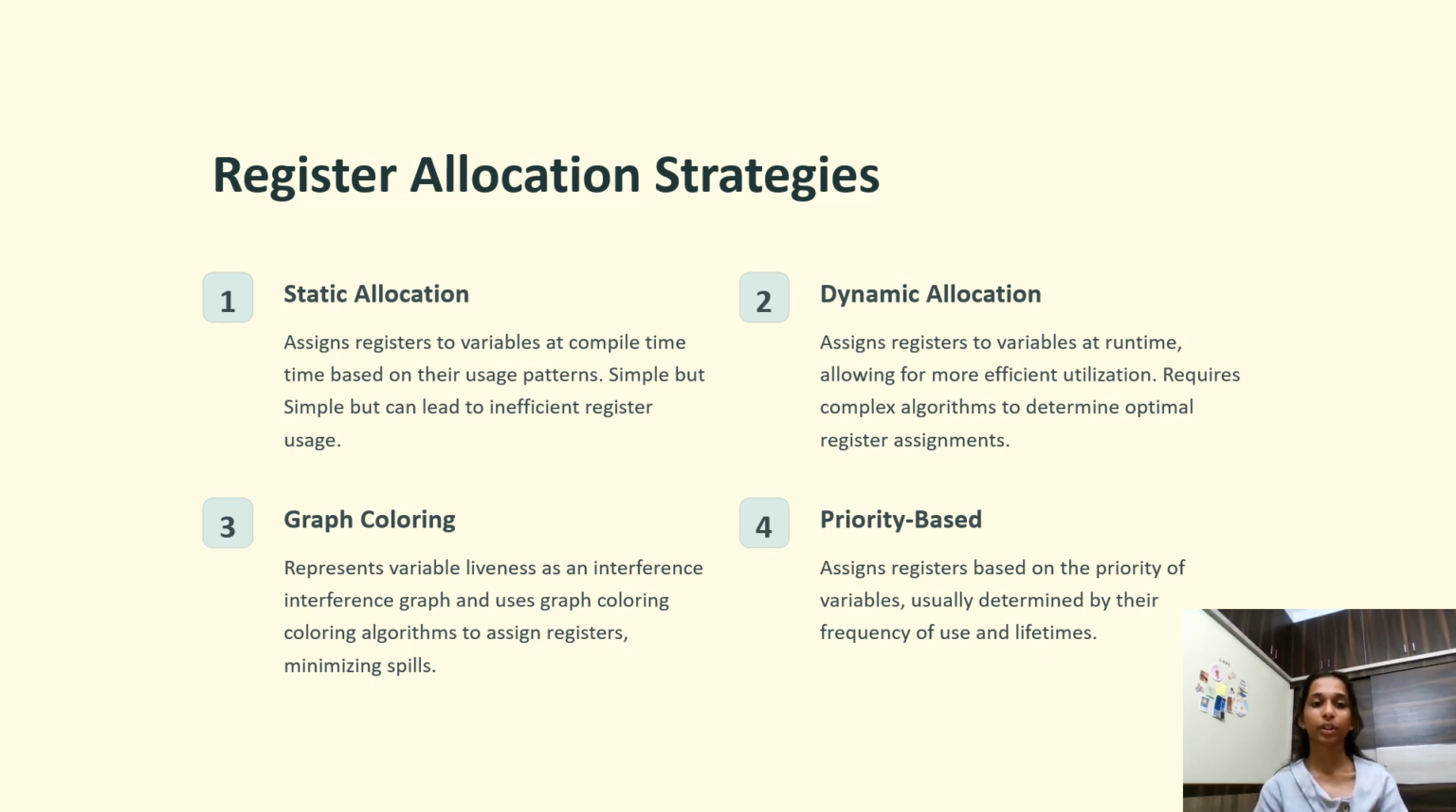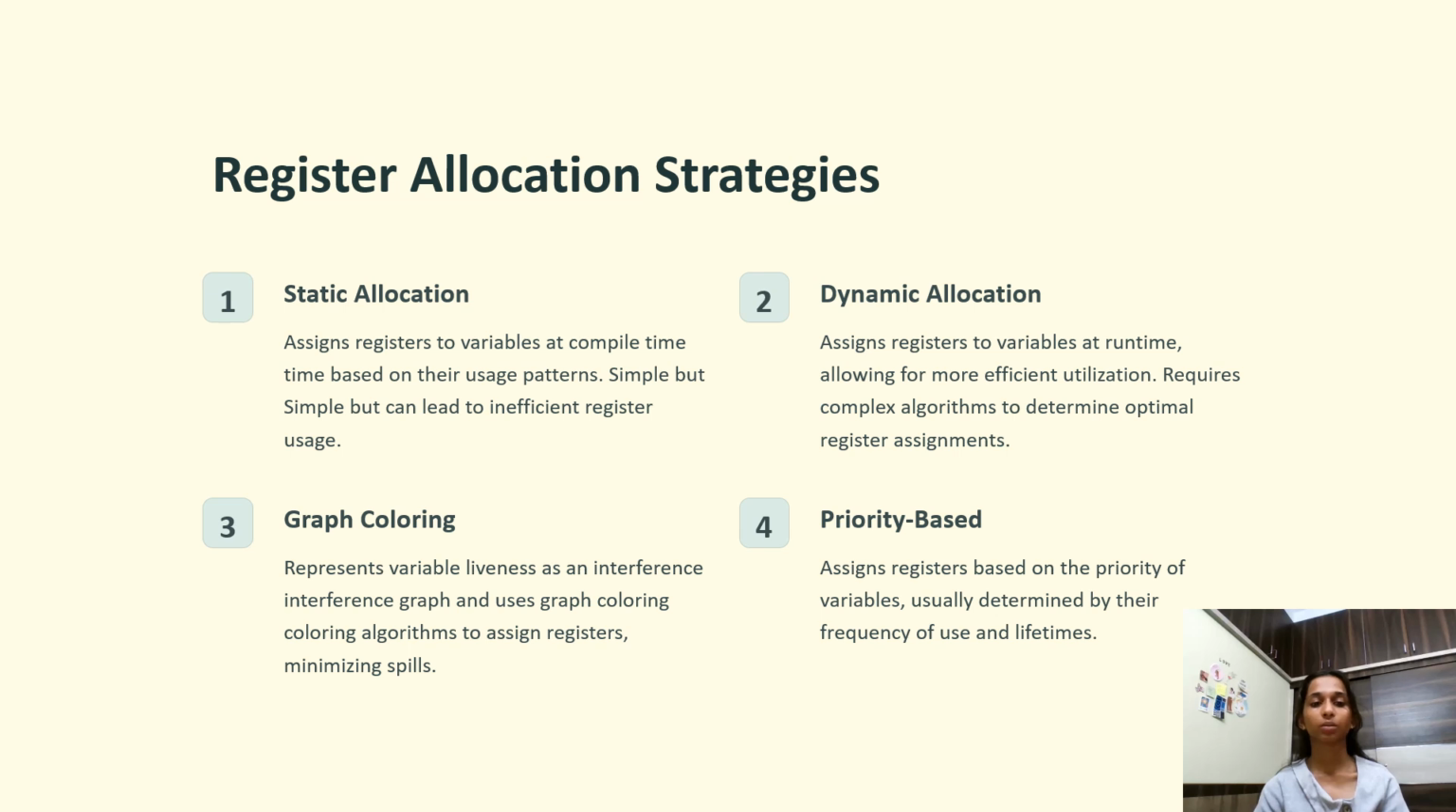The first strategy will be static allocation. It assigns register to variable at compile time based on the usage pattern. Simple but can lead to inefficient register utilization. And the second strategy is dynamic allocation. Assigns register to variable at runtime, allowing for more efficient utilization. Requires complex algorithms to determine optimal register assignments.